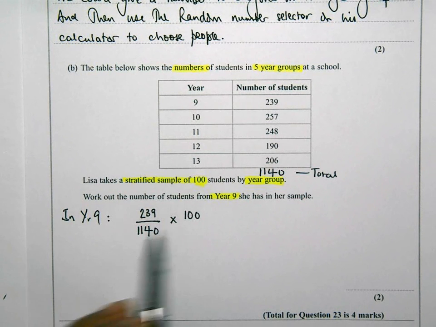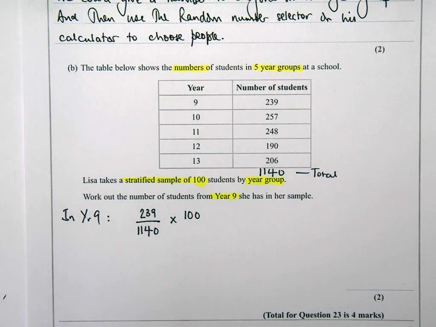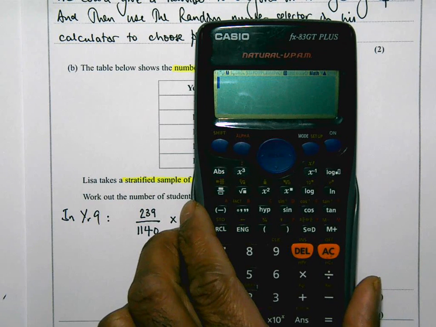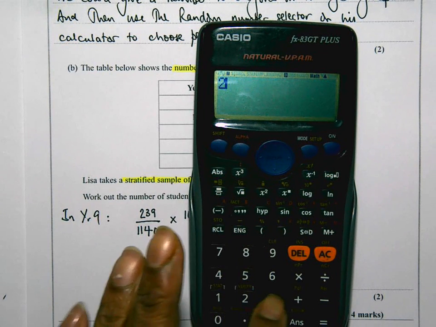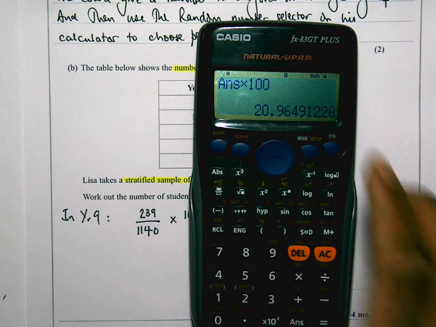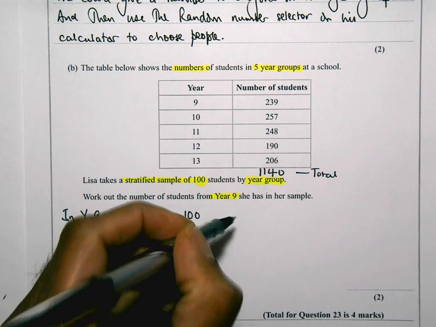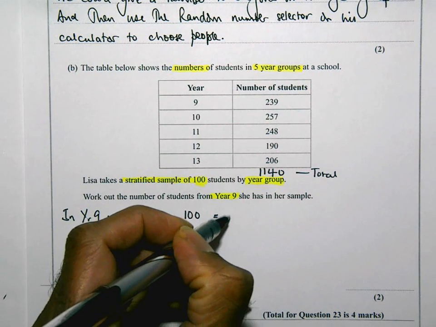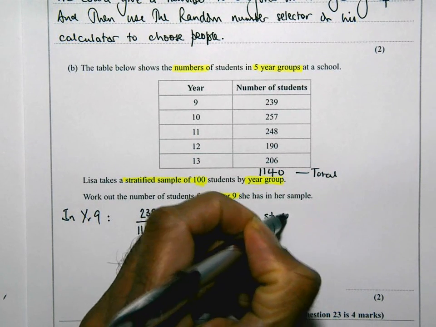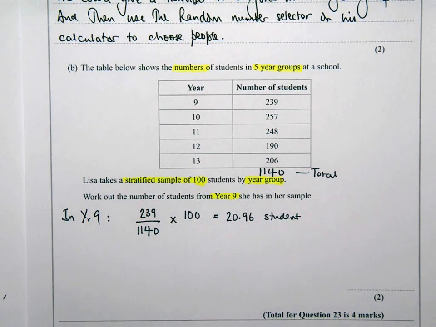I'm going to use my calculator to help me work this out. I need to do 239 divided by 1140, and then times that by 100, and that gives me 20.96. So I'll write that down, 20.96 students. But you obviously can't have 0.96 of a student. Just putting those dots there to indicate that it carries on.